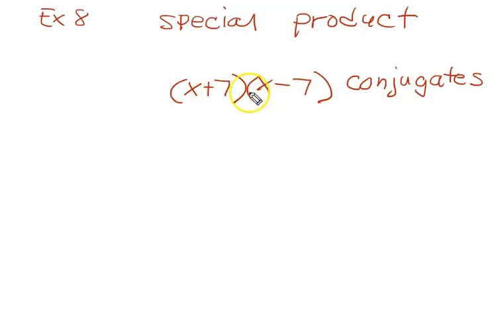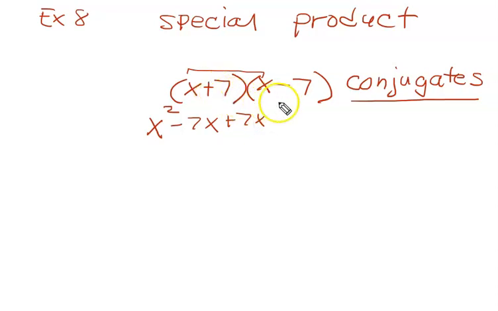When you have this, these binomials are referred to as conjugates. I'd like you to write that word down. What are conjugates? Well, it's the same terms, but one's the sum and one's the difference. Now when we do this, and we're going to do it by FOIL, we get our first x squared. Our outers is a negative 7x. Our inners a positive 7x. And our last a negative 49.